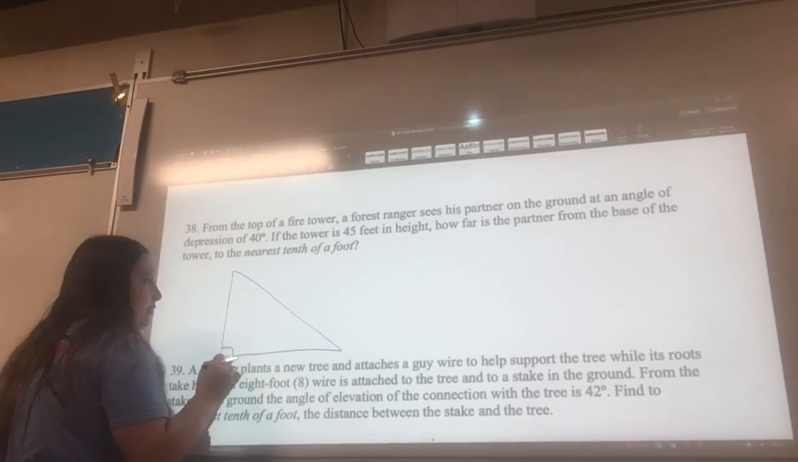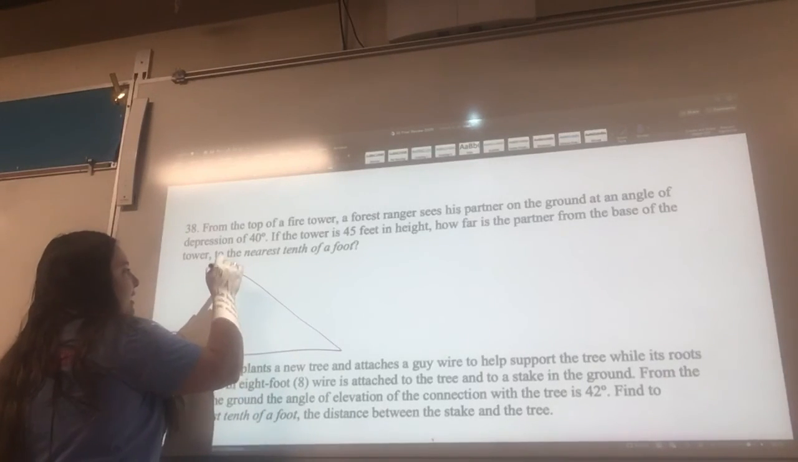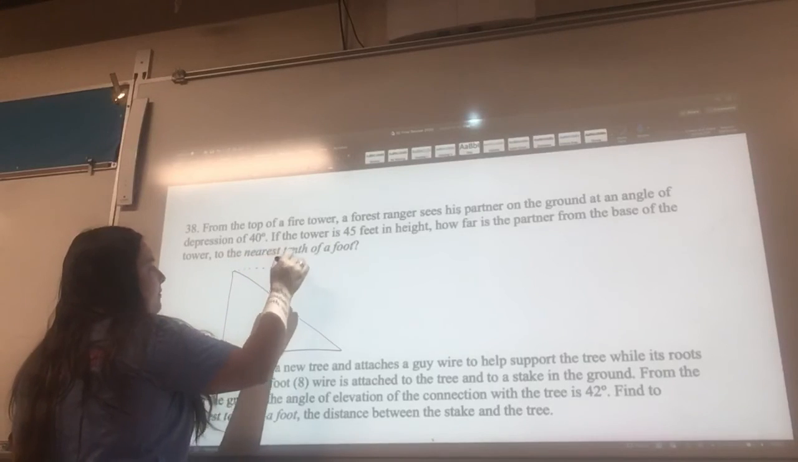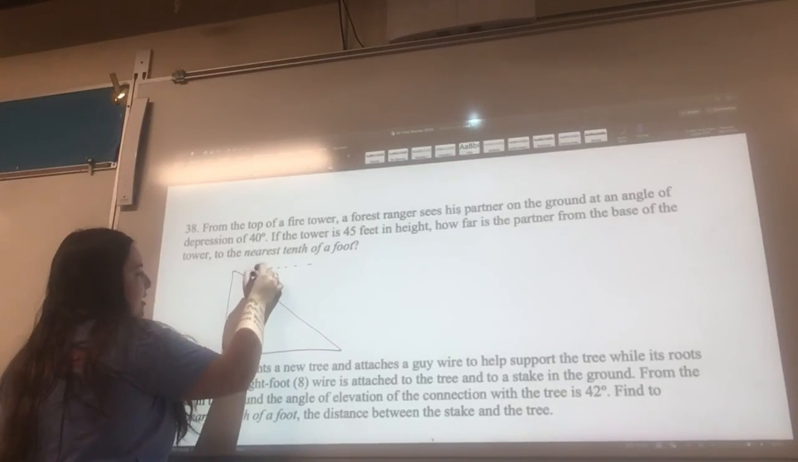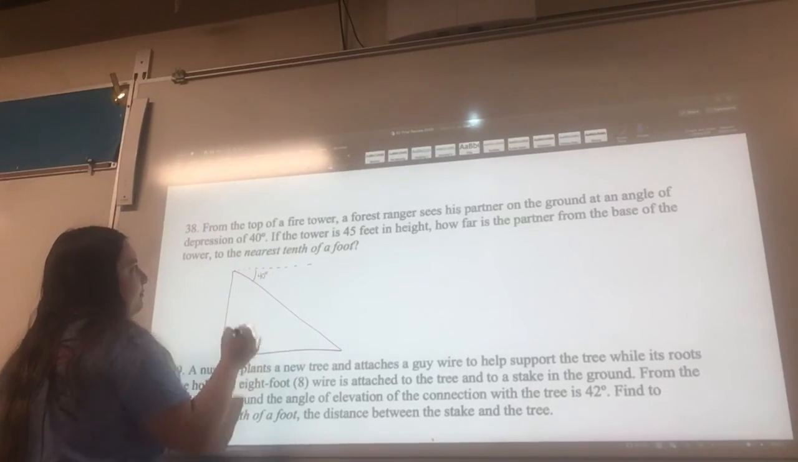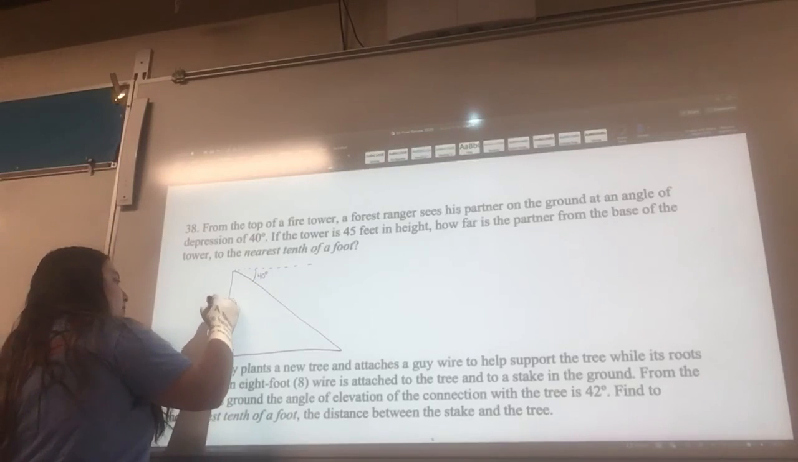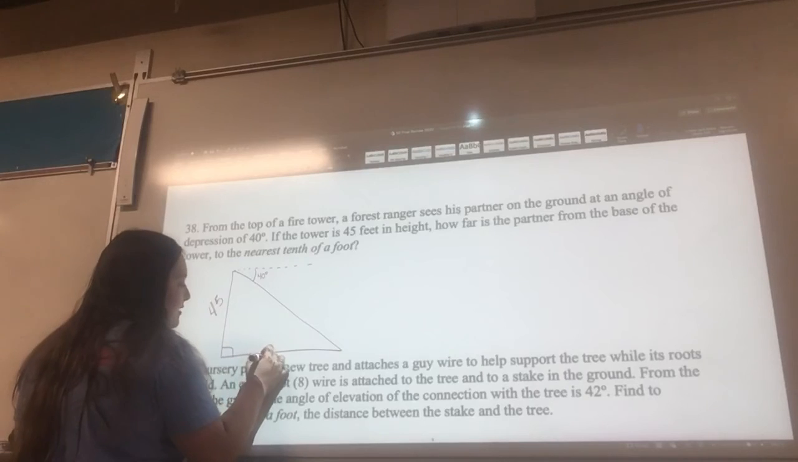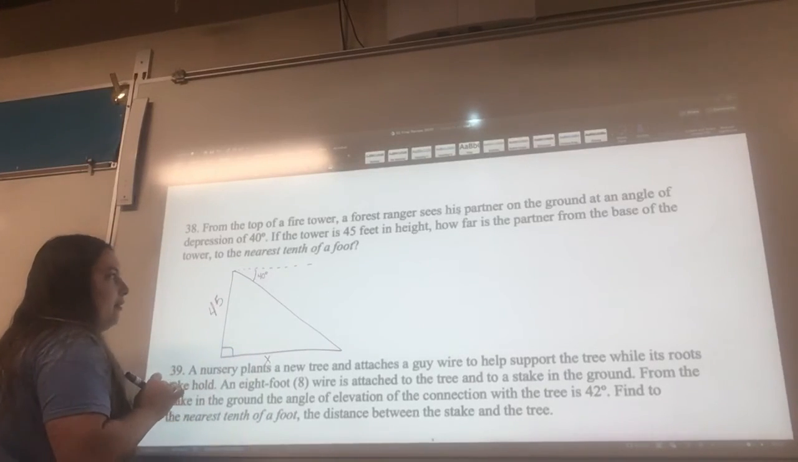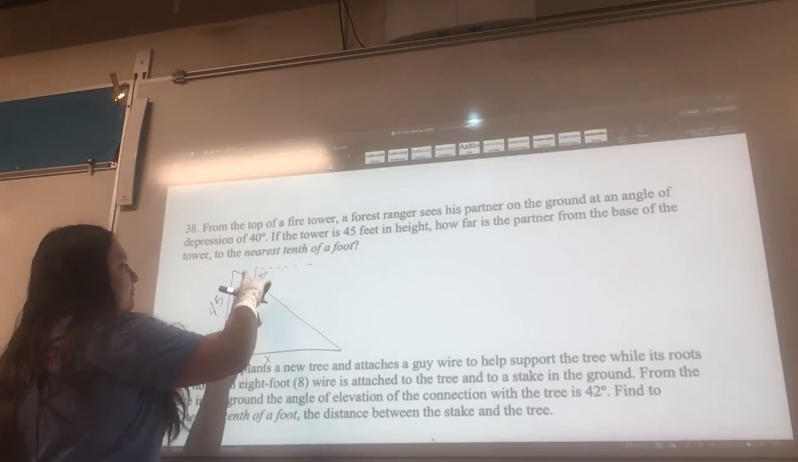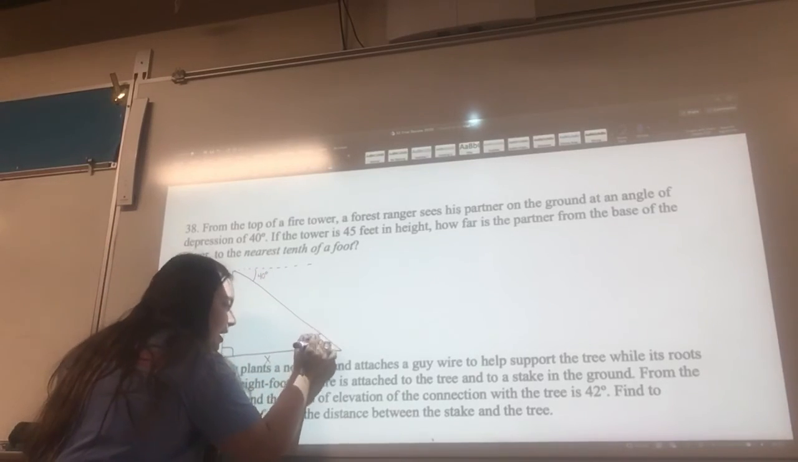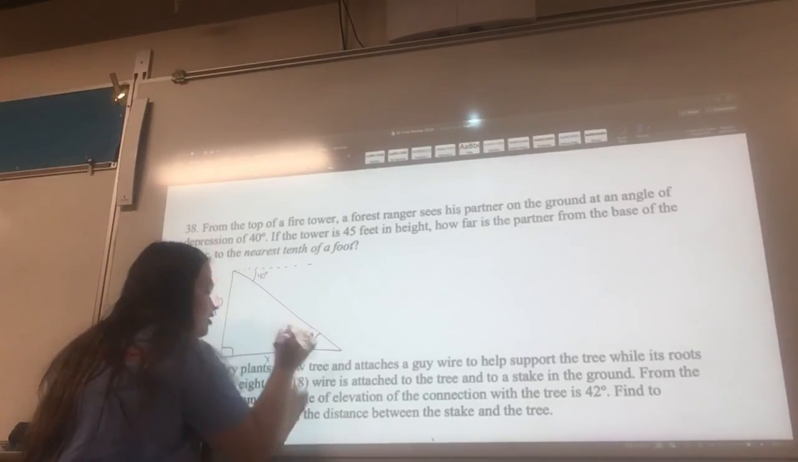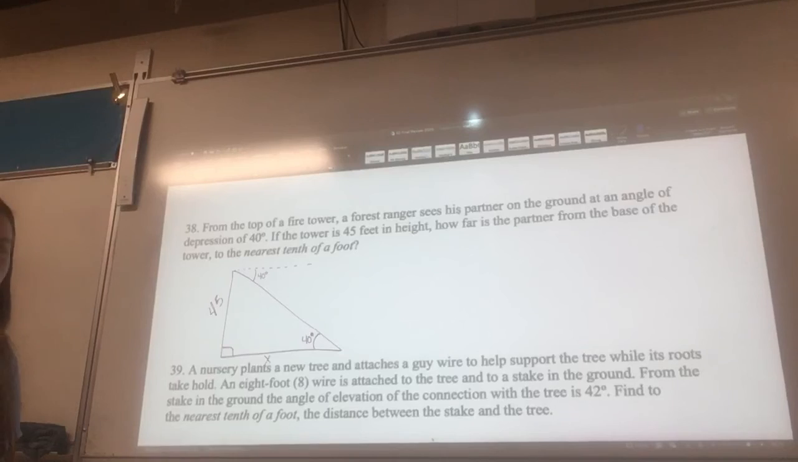We're creating our triangle. But we have an angle of depression, which means from my horizontal to the line of sight was 40 degrees. The tower is 40 feet high. We want to know how far the partner is from the base of the triangle. Well, we need to remember, angle of depression is the same thing as angle of elevation. So this helps us set up our triangle.